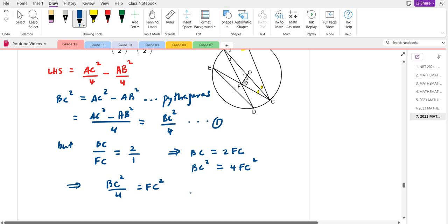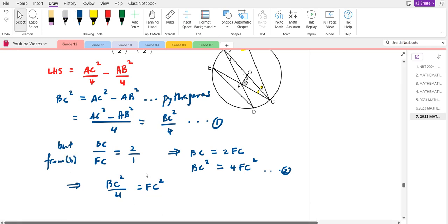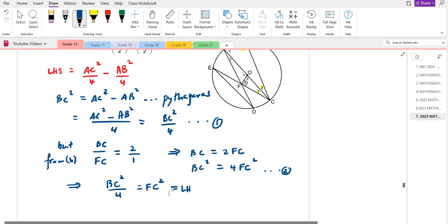That's part 1. This is part 2. This is from B. Right, from part B. Now that's the information we have. So far we have the left hand side simplified to FC squared. Right? So the left hand side simplifies to FC squared. Right. Now we want to check the right hand side.